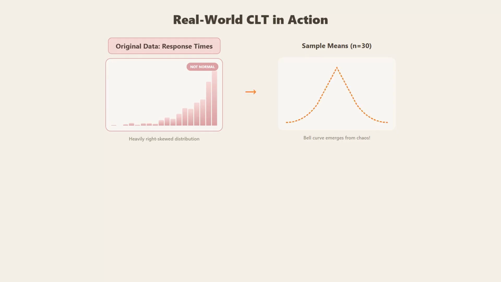Now watch what happens when we repeatedly sample 30 response times and compute their means. Despite starting with this ugly, skewed mess, the sample means form a beautiful bell curve. This is the power of CLT in practice. It transforms chaotic, non-normal real-world data into something we can work with mathematically. This is why so many statistical methods just work, even when data looks messy.